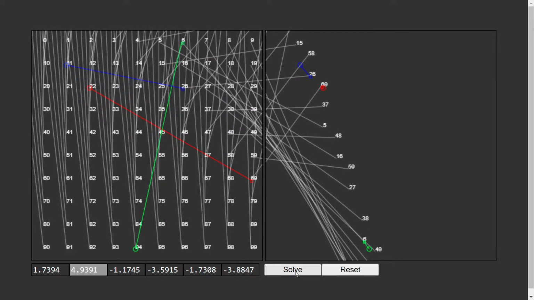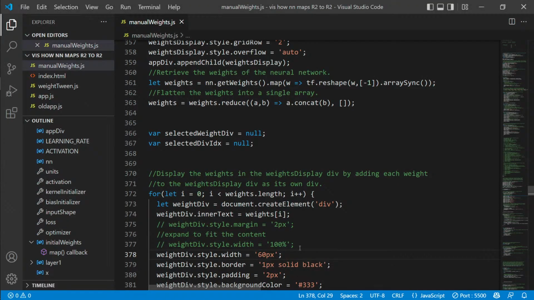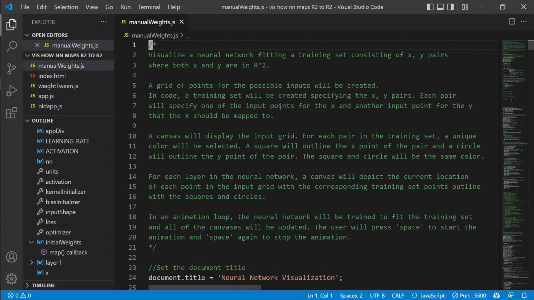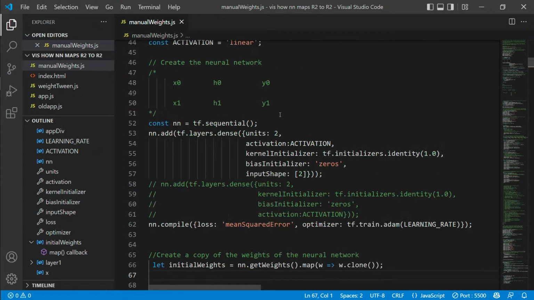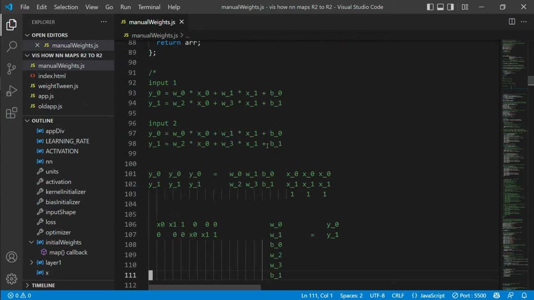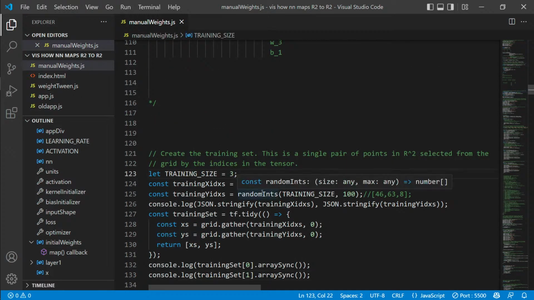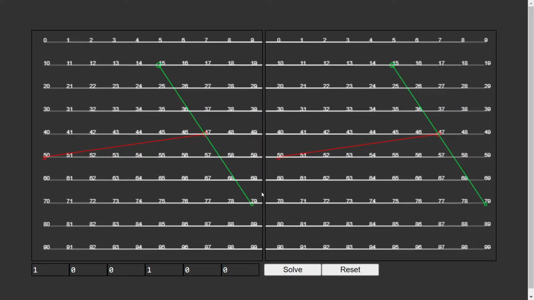Okay, let's just try a different one. Oh, you know what we should try? We should try training sets of size 2. That's what I'm going to do, if I can find the training set setting. Where is it? Here it is. Training size 2. No, not 20. Okay, 2. It's always possible to do 2.